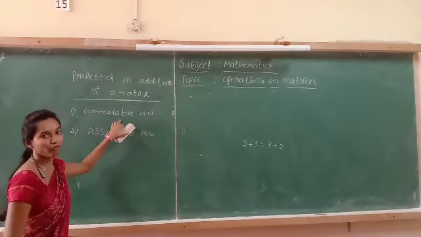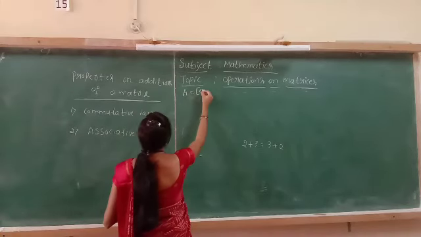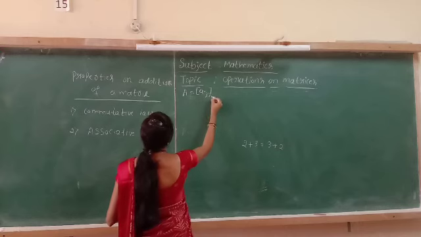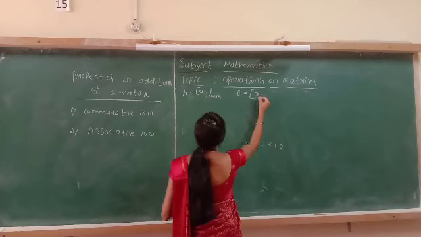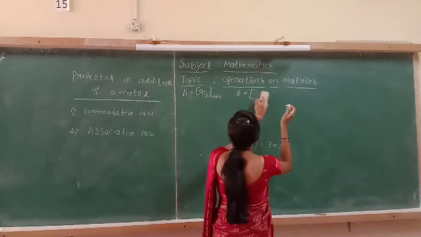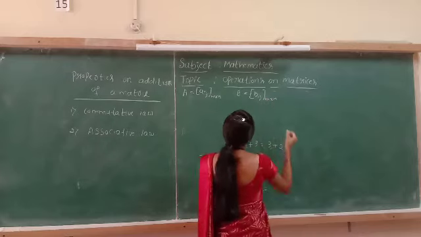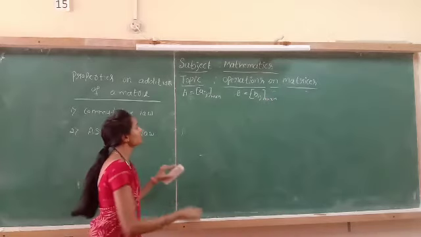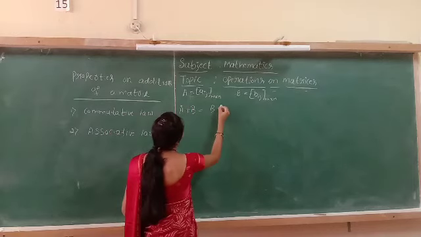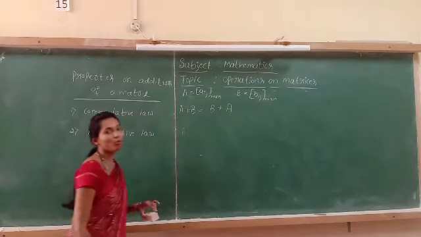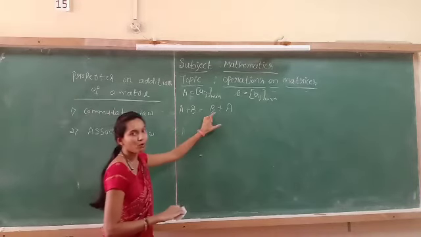The commutative law for matrices is nothing but, suppose capital A is equal to matrix A_ij of the order m cross n, and capital B is equal to matrix B_ij of the order m cross n. So addition of these two matrices, that is A plus B, is equal to B plus A. This is the commutative law for the matrix addition. That is A plus B is equal to B plus A.